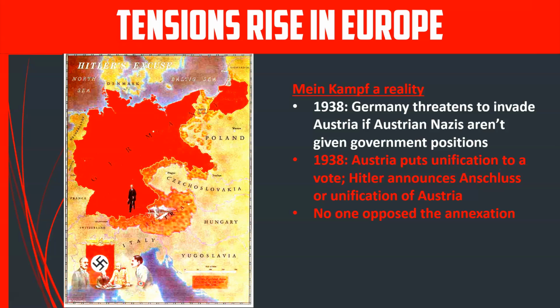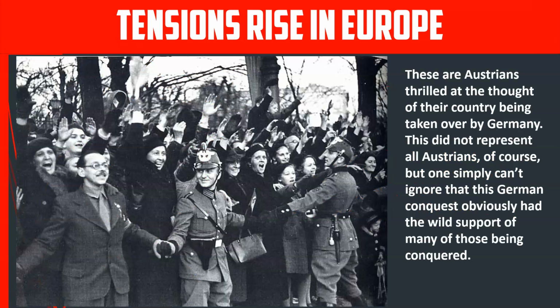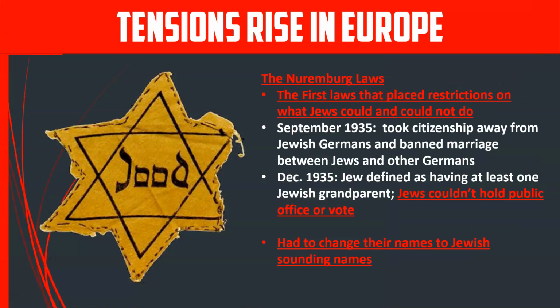For the most part, Austria accepted the annexation by Germany. They were okay with it, and they were perfectly fine in being involved with Germany and pushing the same message. There were a lot of Germans already living in Austria. They felt like they already had a connection anyways from the First World War. And many Austrians were thrilled at the thought of their country being a part of Germany. It didn't represent all Austrians, of course, but it's hard to ignore that this German conquest obviously had a lot of support of those being conquered. Okay?